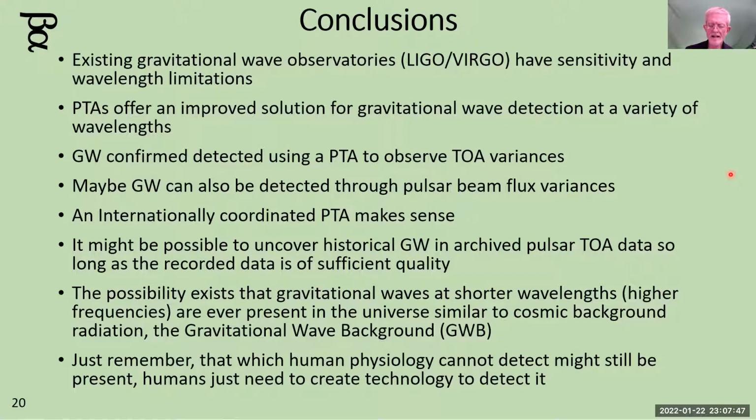The possibility exists that gravitational waves at shorter wavelengths are ever present in the universe, similar to the cosmic background radiation. And we'll just call that the gravitational wave background, or GWB, to go with the cosmic microwave background. And just remember that when human physiology can't detect something, it might still be present. We humans just need to create technology to detect it, and we'll never create the technology to detect something that we haven't first theoretically postulated.